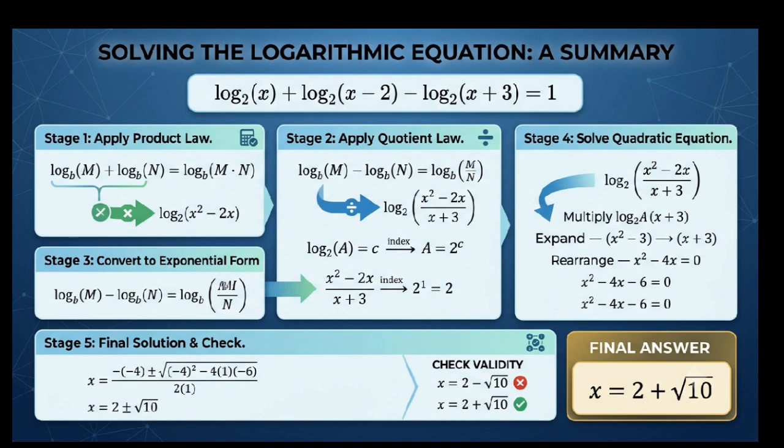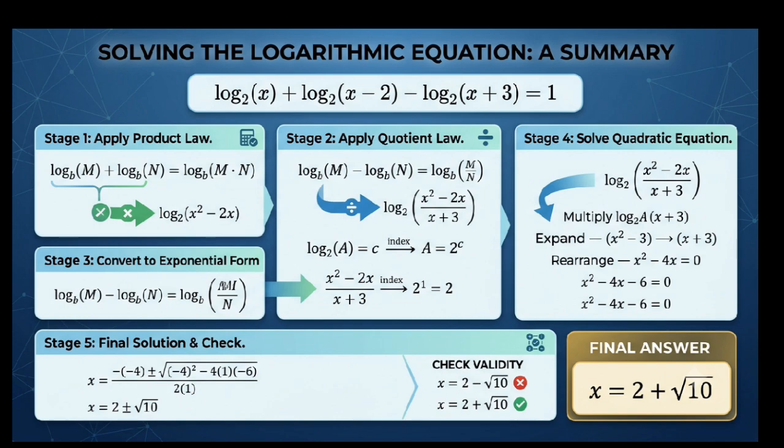Step 3. Exponential form. To get rid of the logarithm entirely, we convert it into its exponential or index form. The base is 2 and the exponent is 1. This gives us (x squared minus 2x) over (x plus 3) equals 2 to the power of 1, which is just 2. Step 4. Solving the quadratic.